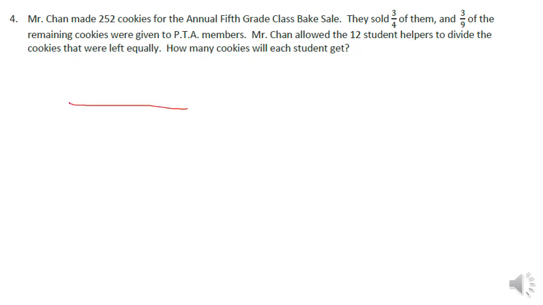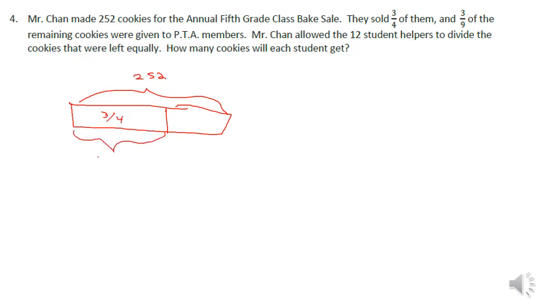Now this one here, I'd probably draw two tape diagrams. First thing we're going to do is show that Mr. Chan made 252 cookies. He says 3/4 were sold. And then these, which are 1/4 of the cookies, are what were left after they're sold.